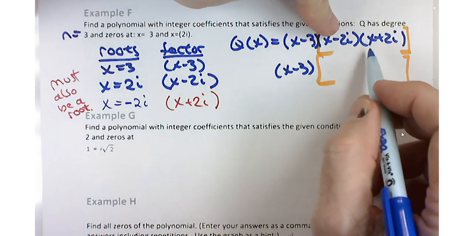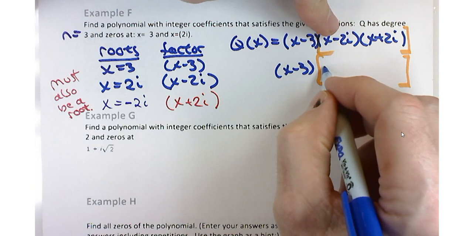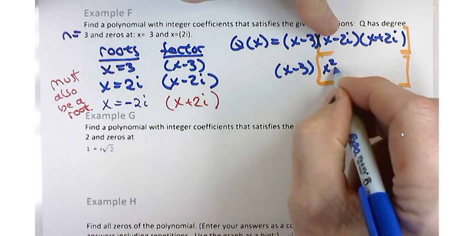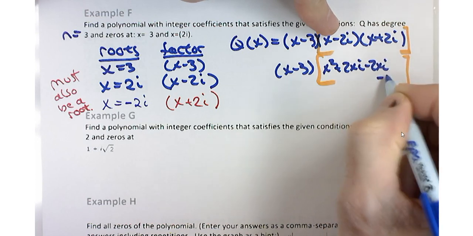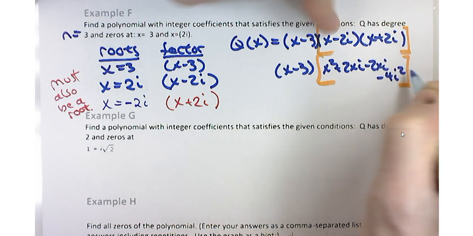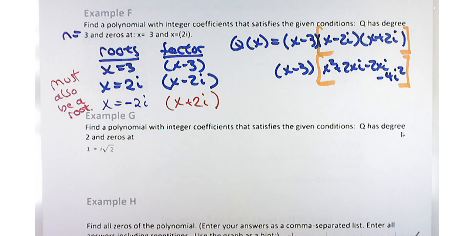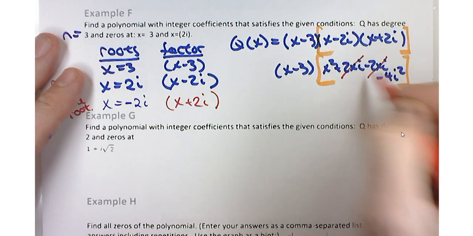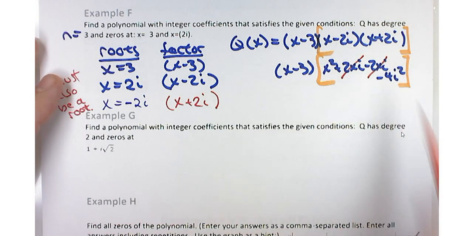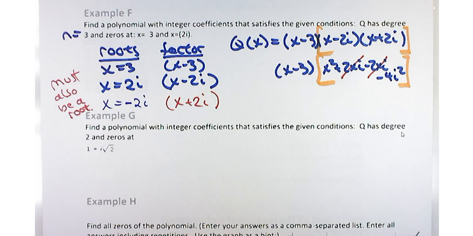What happens in here? Well, it's just an application of FOIL, right? First terms, outside, inside, and last. But something special happens on the inside. Does anyone know what that is? They cancel. Those cancel. What happens to minus 4i squared? It becomes a positive 4.